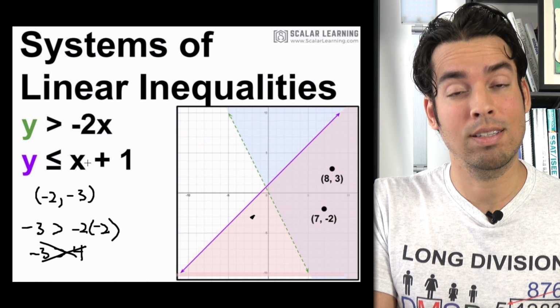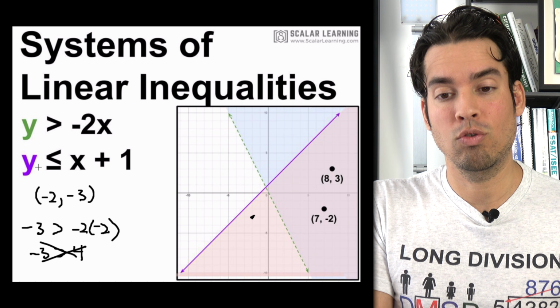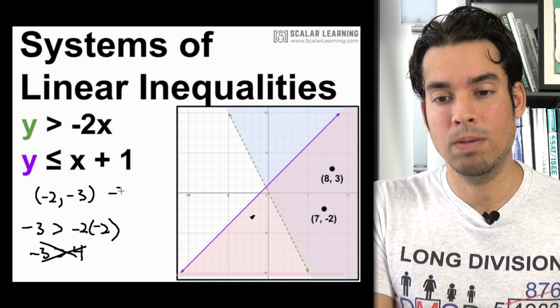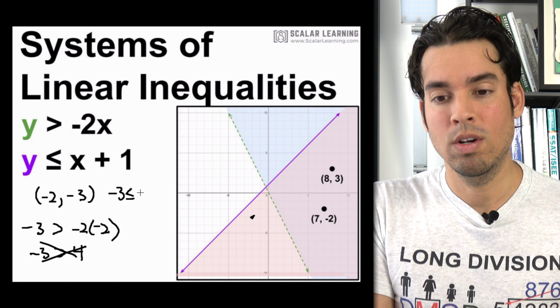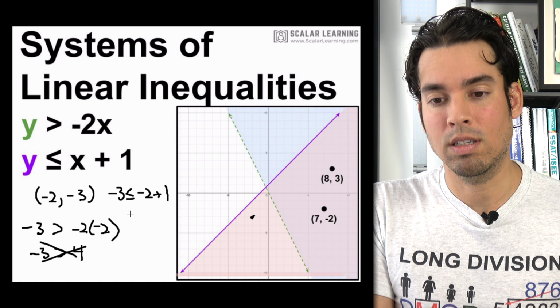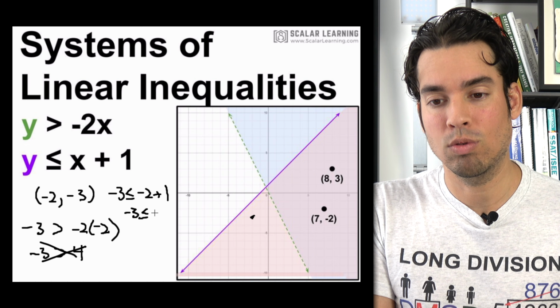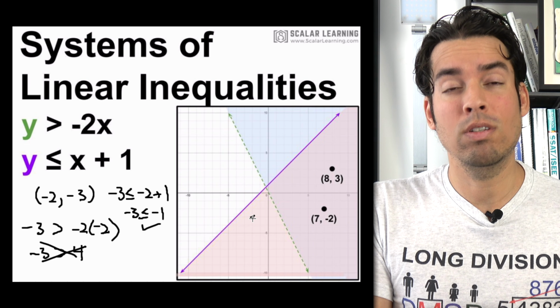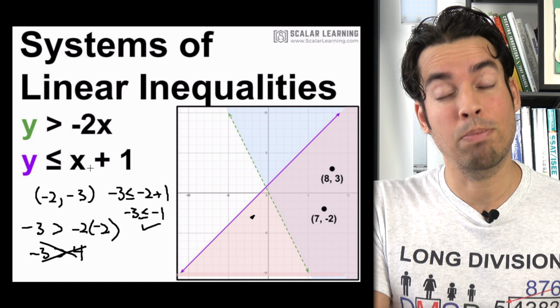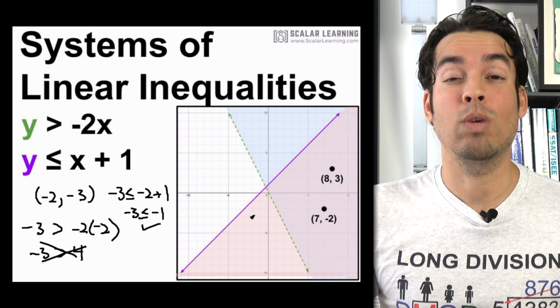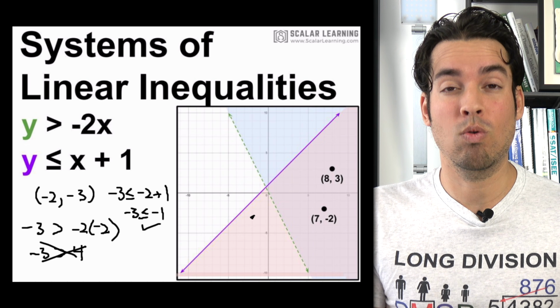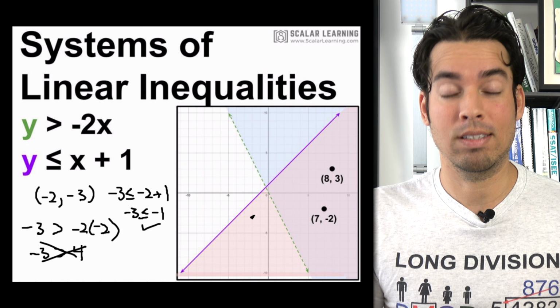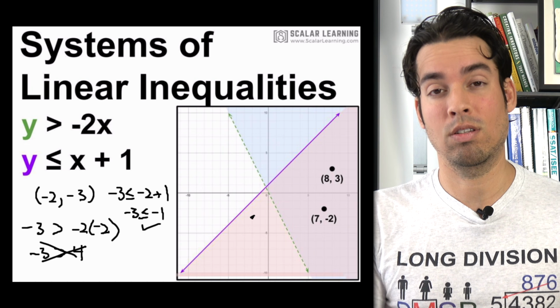Now, if I were to plug it into the second one, I probably would have gotten a true statement, right? So I'd get negative 3 is less than or equal to negative 2 plus 1. This gives me negative 3 is less than or equal to negative 1. This is a true statement, which makes sense because it falls in the correct zone for one of them, the purple one, but not for the green one. So we always want to check with both linear inequalities to make sure that we get valid statements for both, and then if we do, it's a solution.